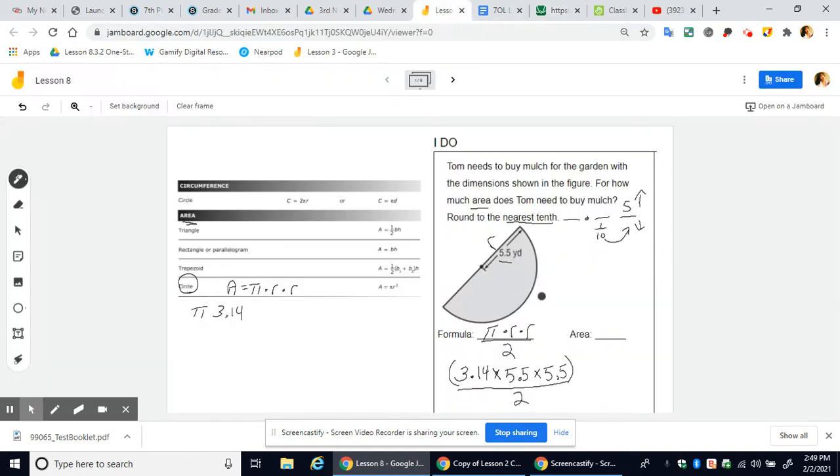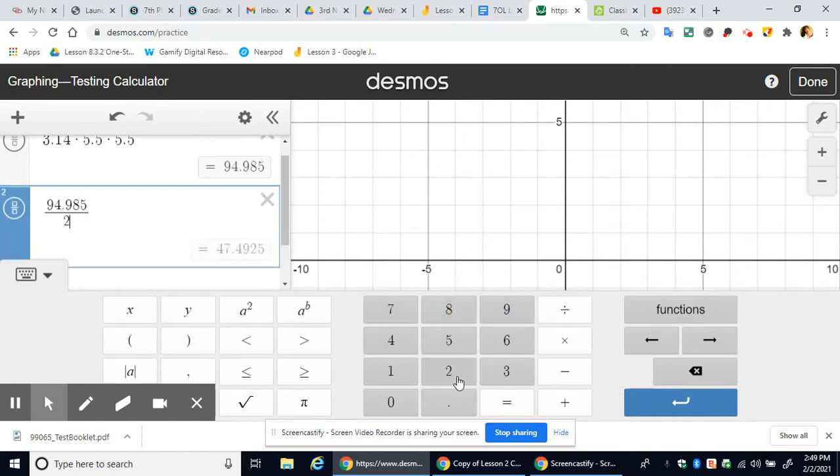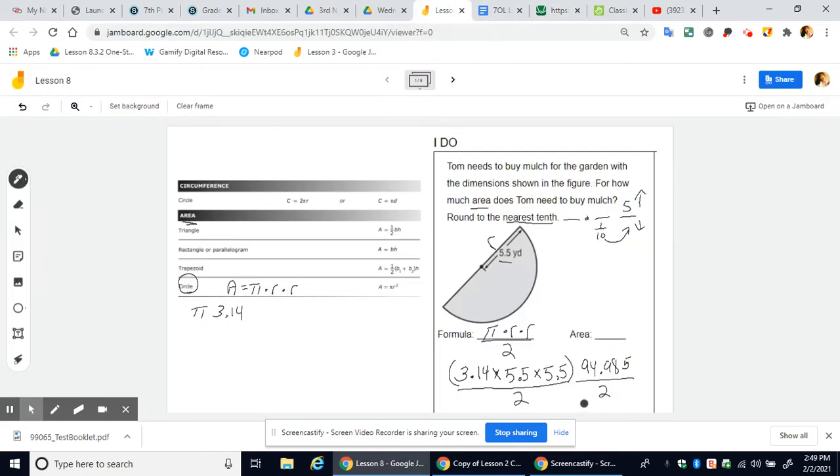And that's going to give me 94.985. So this will be 94.985 divided by 2. 94.985 divided by 2 is going to be 47.49. And let me write that here, 47.49.